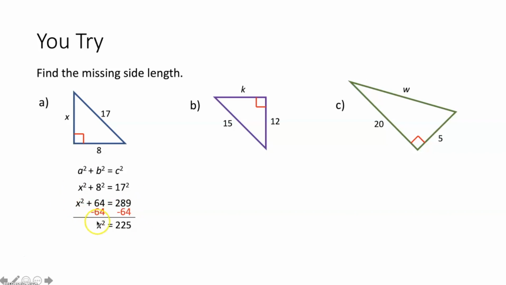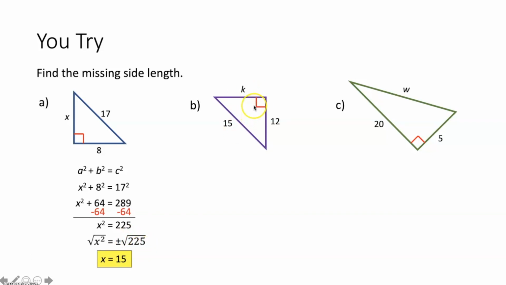I then solve for x by getting rid of the square, so I'm going to have to square root both sides of the equation. Anytime you square root a variable squared, you have to put plus or minus on the other side. But we already said that we are just using the positive version today because we're dealing with side lengths of right triangles. So x is going to have to equal the principal root of 225, which is 15.